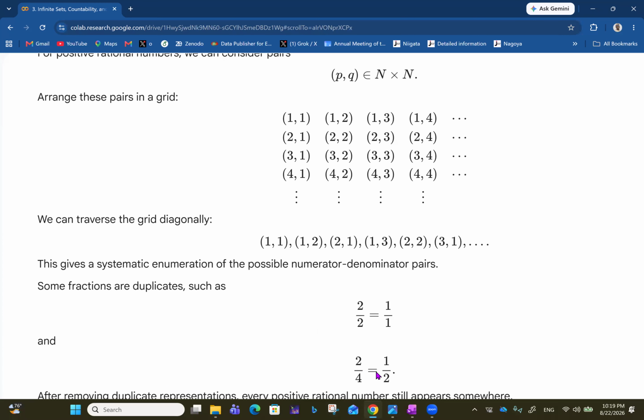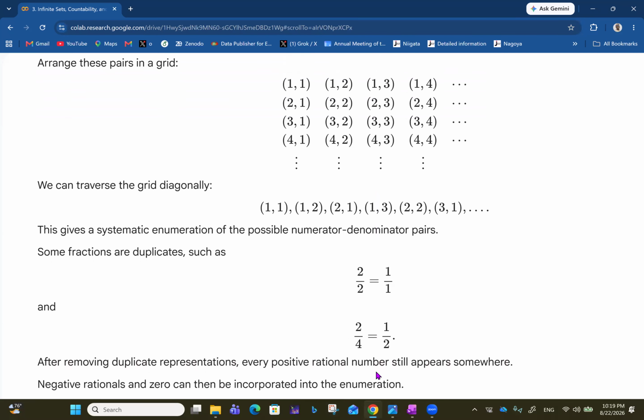So we can then traverse the grid diagonally. If you traverse the grid diagonally, you have (1,1), (1,2), (2,1), (1,3), (2,2), (3,1). So this gives a systematic enumeration of the possible numerator-denominator pairs.